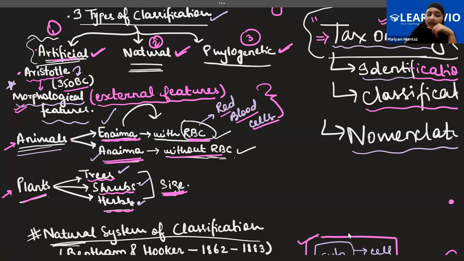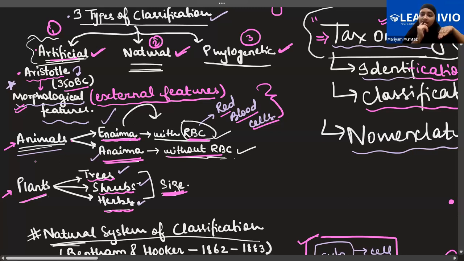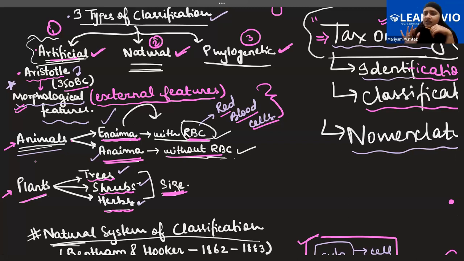Now, amongst the plants, he classified them depending upon their size. He said the ones that look really tall, I'll call them trees. The ones that look shorter than the trees, I'll call them shrubs. And the ones that are really tiny, I'll call them herbs. So he classified plants depending upon their size. Size is something you can see externally, isn't it? Yes, ma'am.